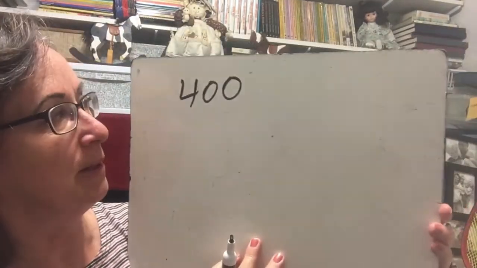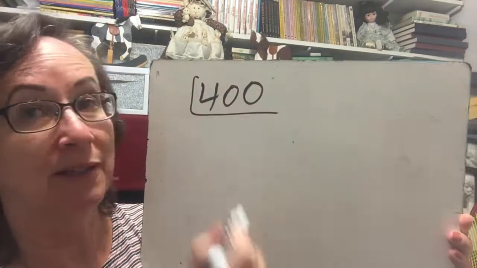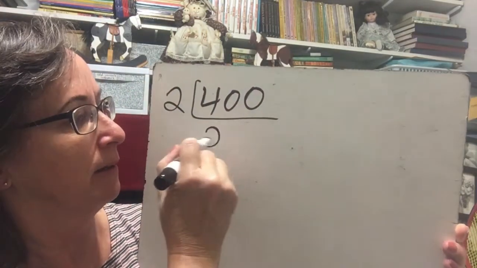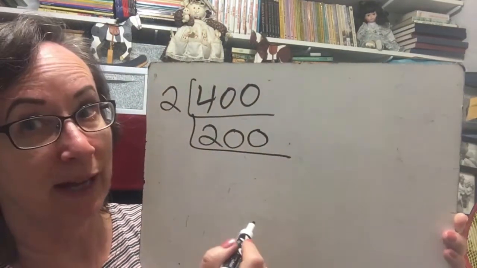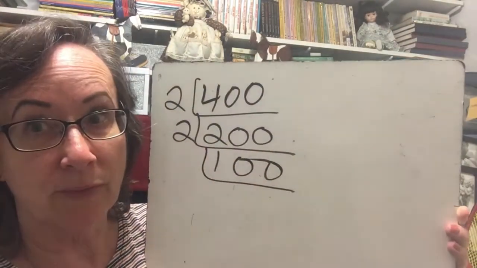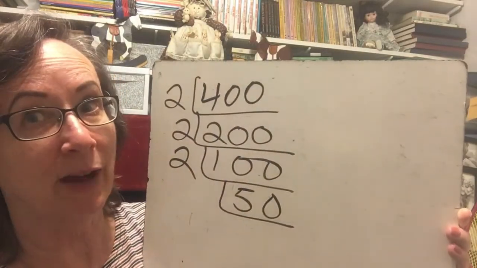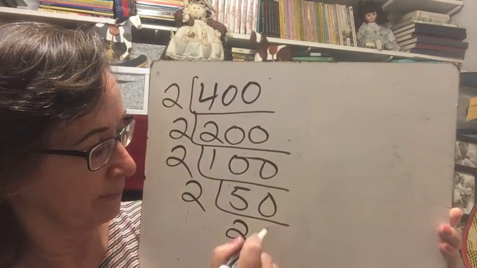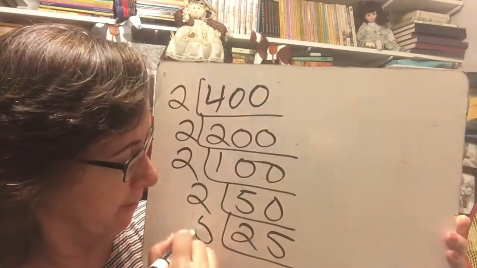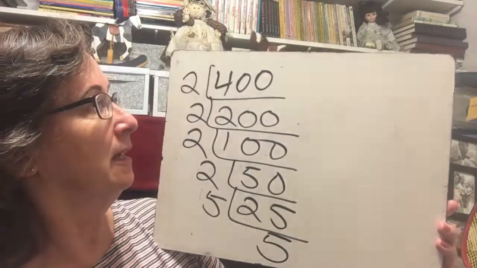Last practice problem. We're going to write 400 as a product of primes. We're going to start with the lowest prime that goes into it, which is 2. And we're going to divide by 2. And we're going to divide by 2. And we can still divide by 2. Now we can't divide by 2 anymore. I'm going to divide by 5 because 5 is prime. And we are done.